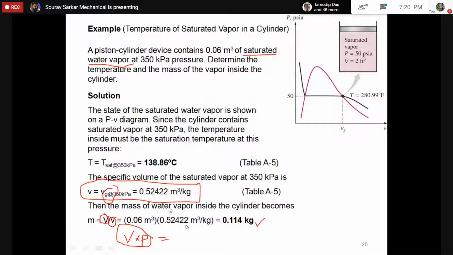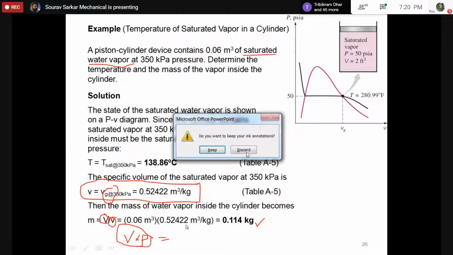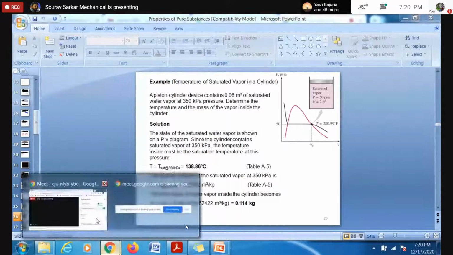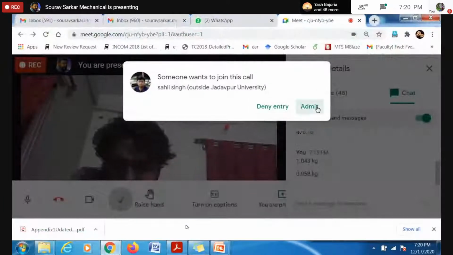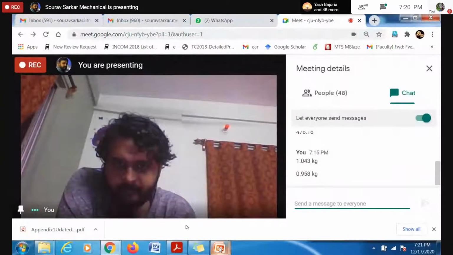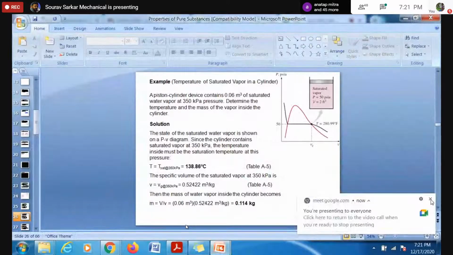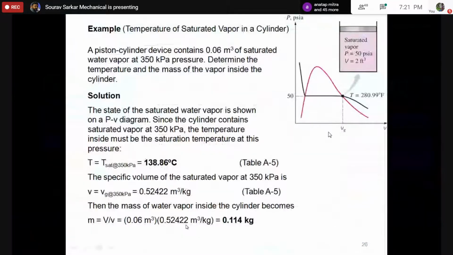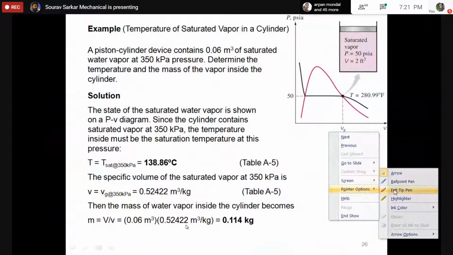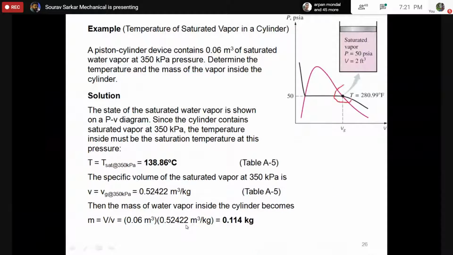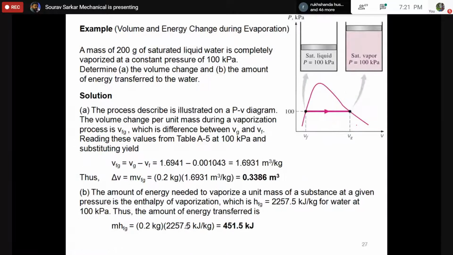Okay, so if we see this diagram, this is the point on the right side, and this corresponds to VG. Okay. Now, next problem.